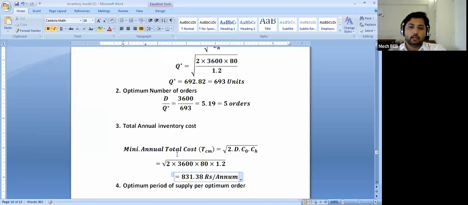Now that we have determined this, the next question is the optimum period of supply per optimum order. What does it mean? It means how much difference there should be between two successive orders. So that will be considered as a time difference.